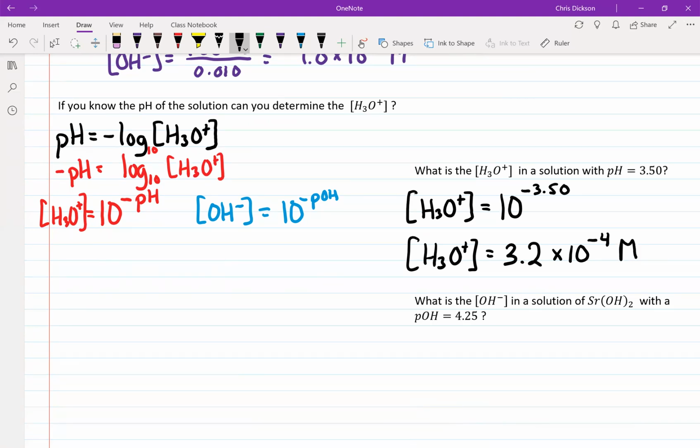I should have mentioned above that pH and pOH do not have a unit associated with them. So the pH of 7, we just say 7. But for concentration, obviously, we have to write it as molar.